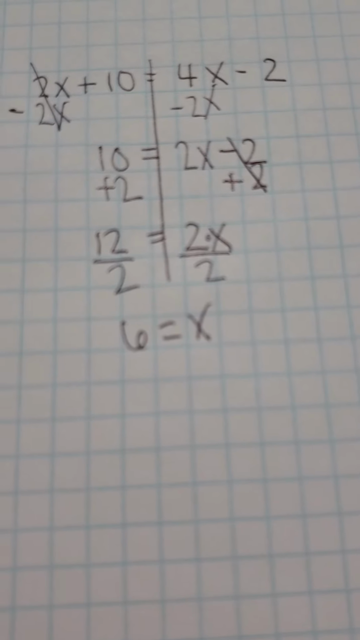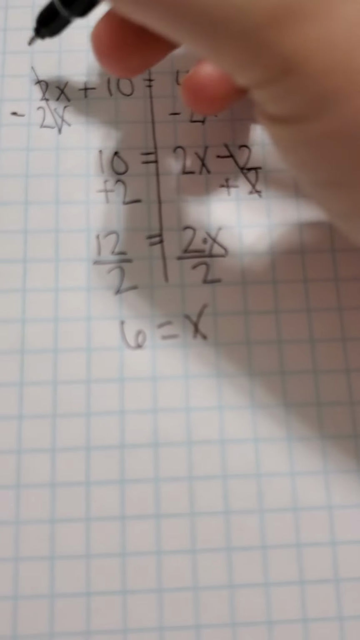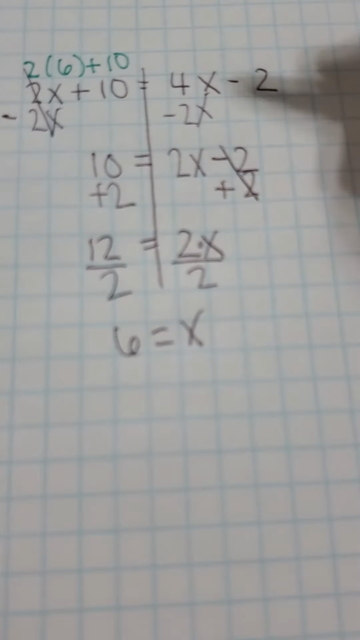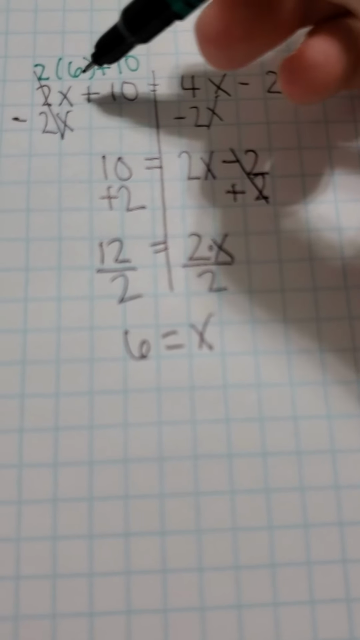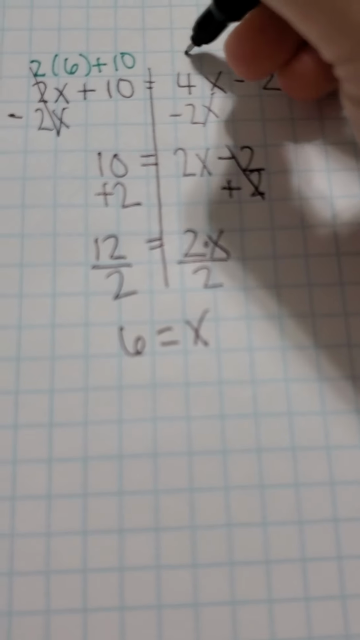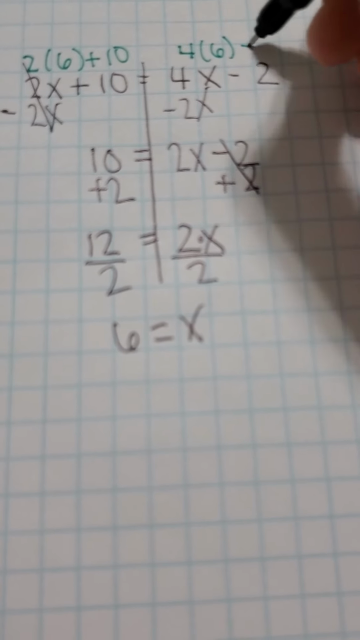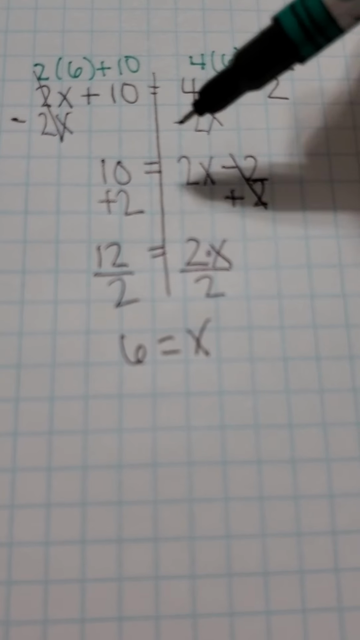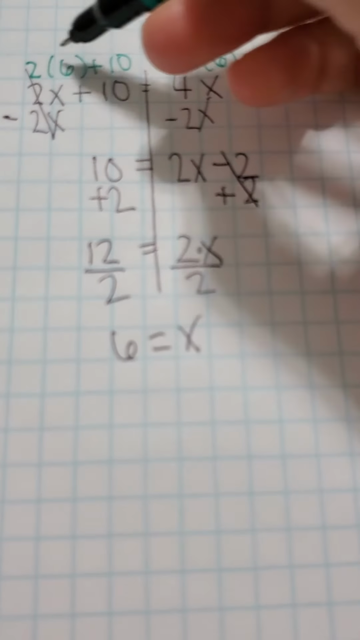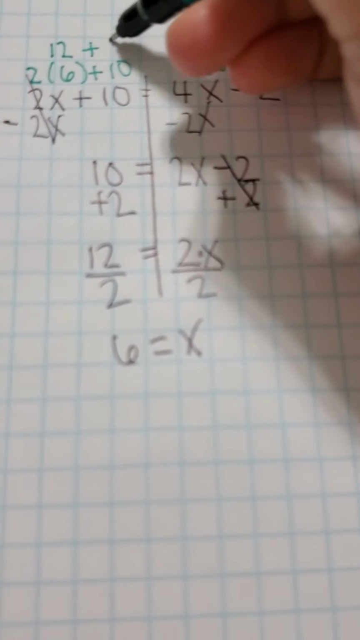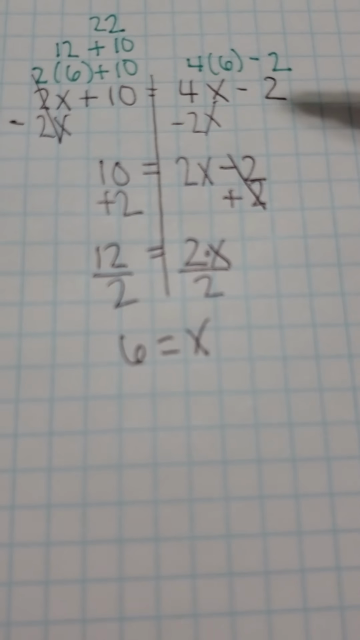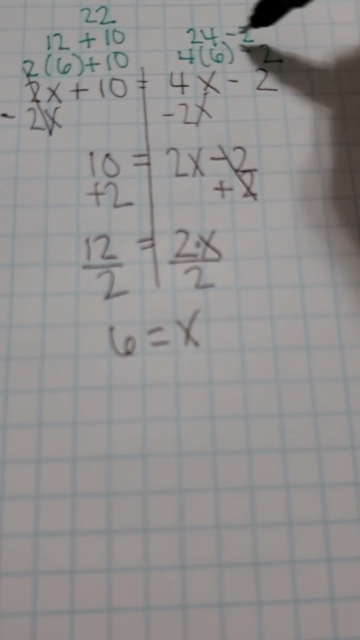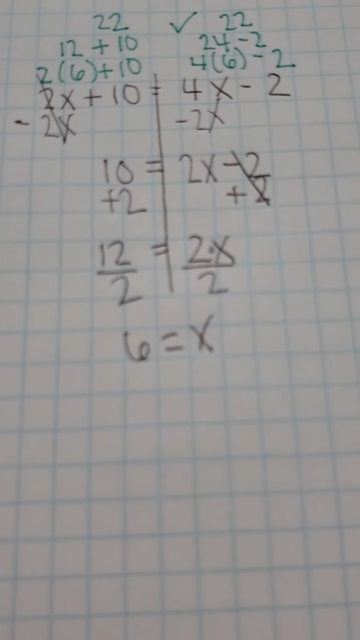Now you can always check an equation to see if you've done it correctly by plugging in x. So when I plug in and do 2 times 6 plus 10, that should equal the same thing as 4 times 6 minus 2. If it does, 6 is the right answer. If it doesn't, I made a mistake somewhere. So 2 times 6 is 12. 12 plus 10 is 22. 4 times 6 is 24. 24 minus 2 is also 22, so it checks out.